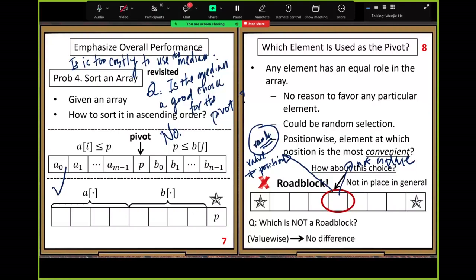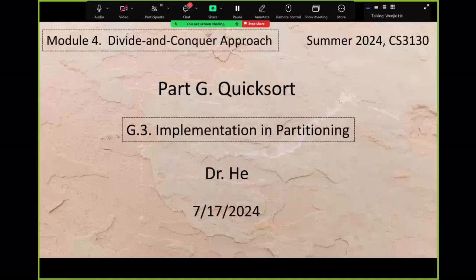Let me check the time we have. We are near the break time. Let me see how much we need to do next. Next is the implementation in partitioning, the detailed implementation. Let me leave this part until after the break.